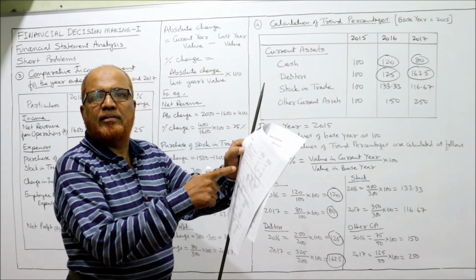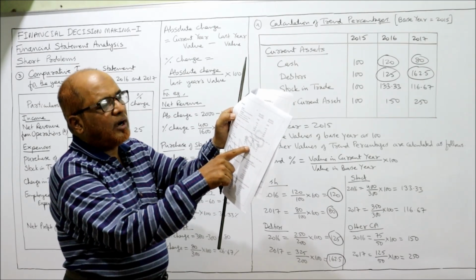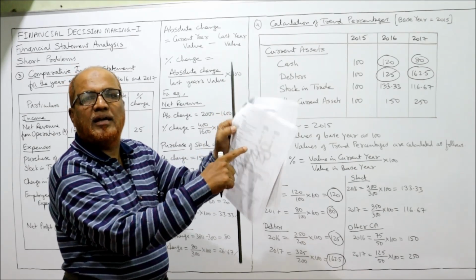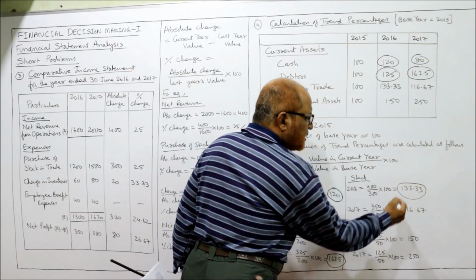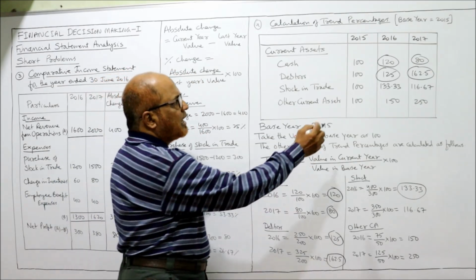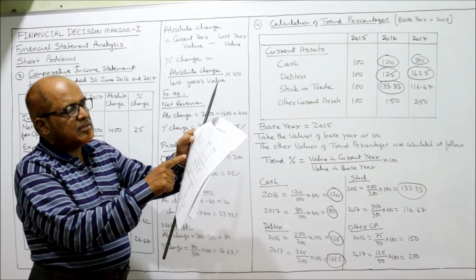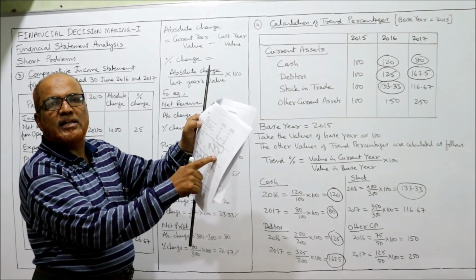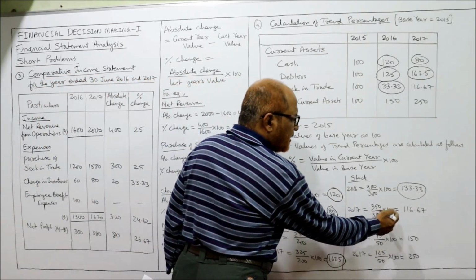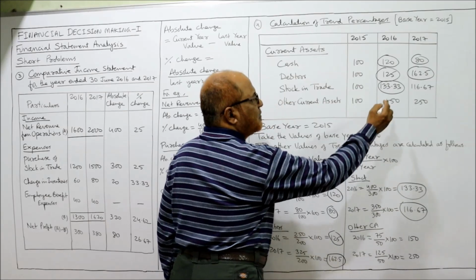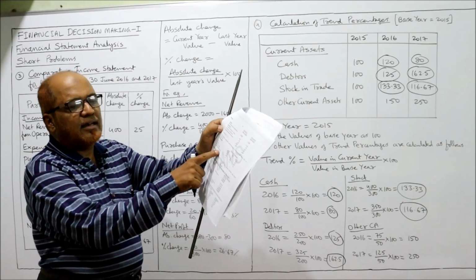Now stock in trade. The stock in trade for 2016 is 400. So 400 by 300 into 100, 133.33. So here I have taken 133.33. Next one, stock in trade for 2017 is 350. 350 by 300 into 100, 116.67. Last one is other current assets.